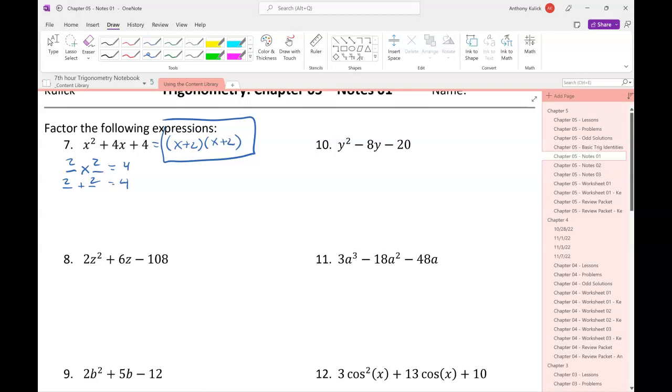Is there a greatest common factor here? Yes. What is it? 2. Okay, after we factor the 2 out, what do we have? 3 terms. What's the leading coefficient on the 3-termer? 1. So it's a short factoring problem. I need 2 numbers that multiply to give me negative 54, and then add to give me 3.